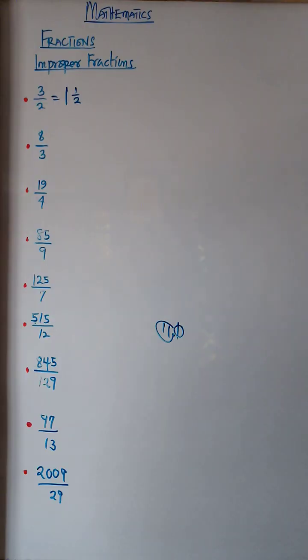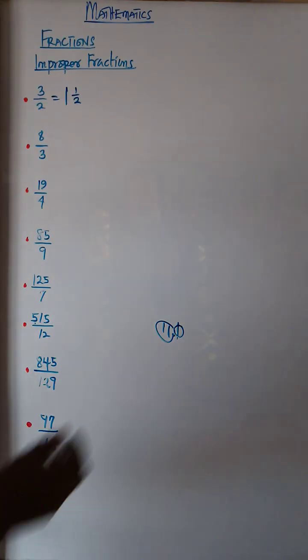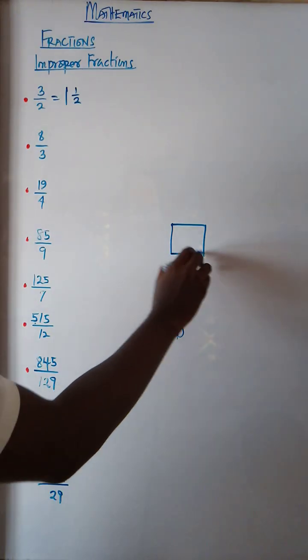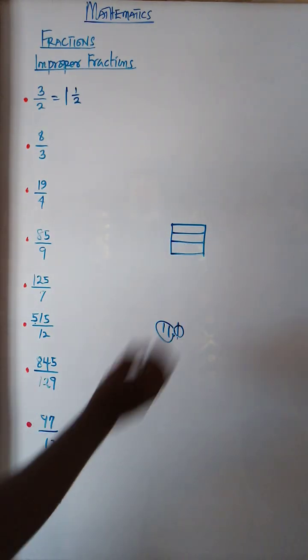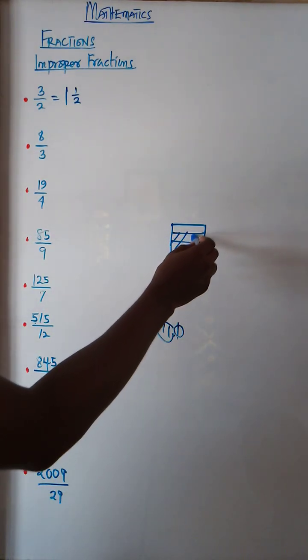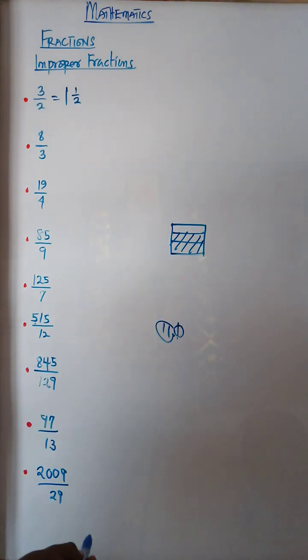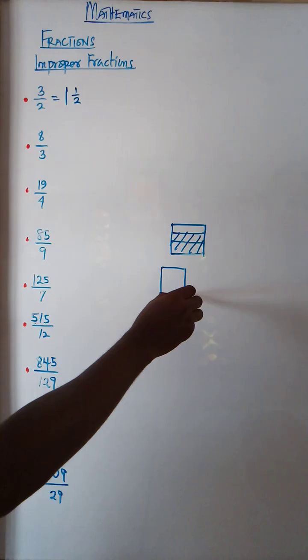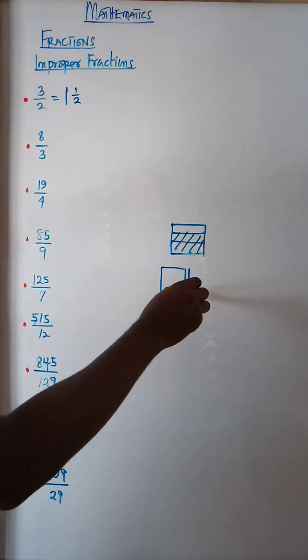And we can show it diagrammatically. Suppose I have a box divided into 3 sections. Sorry, we have a single box and half of a single box.